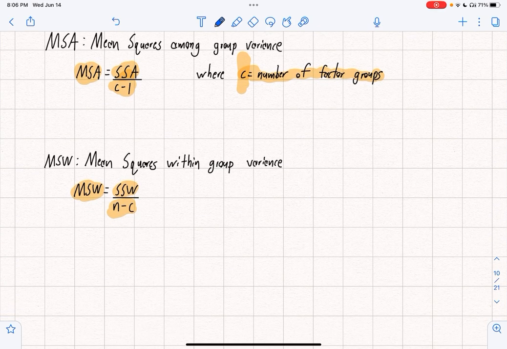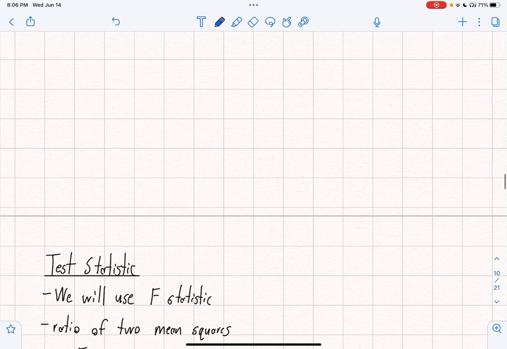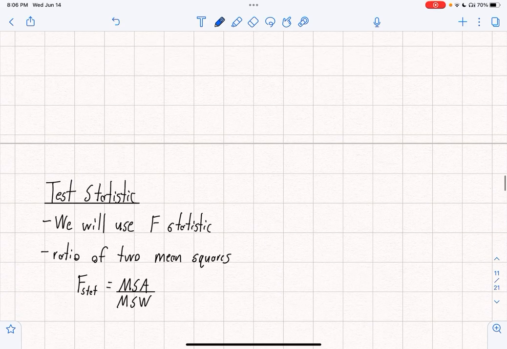But like I said, we need mean squares so that we can actually get an idea of where this variation is coming from, and so that we can actually calculate a test statistic. So let's discuss our test statistic, which is going to be the F statistic. We saw this briefly in chapter 10. And it is just the ratio of 2 mean squares. So the F stat is just the mean squares among groups, or between groups, divided by the mean squares within groups. So it's a ratio of 2 mean squares, among groups over within groups.